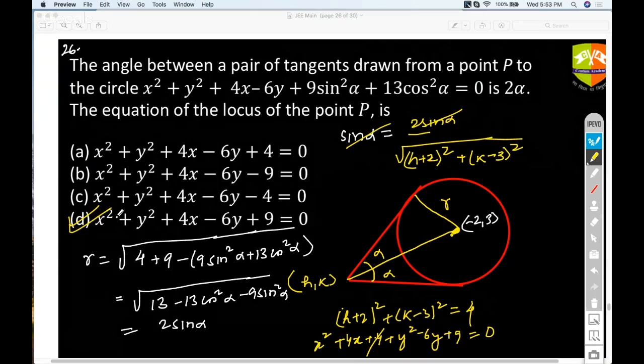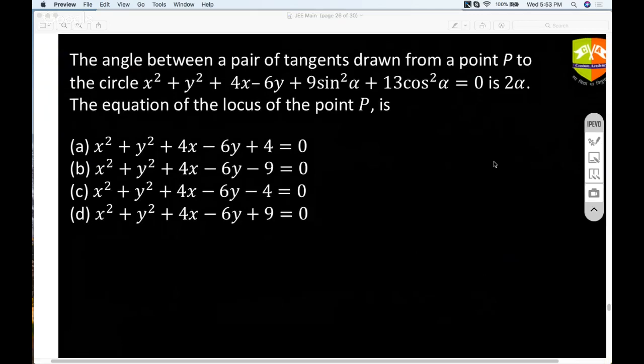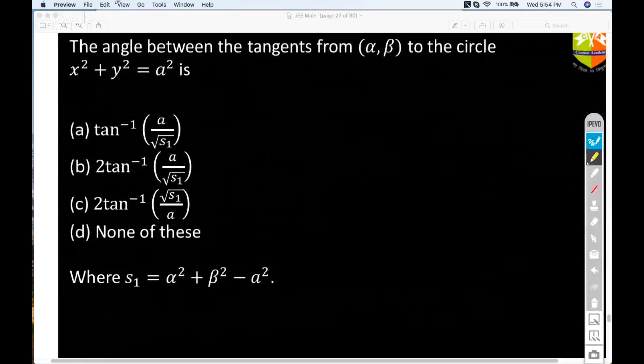Okay, great. So first one to get this correct is Saim here. We don't have much time, so let's move on to the next one. That's question number 27. The angle between the tangents from alpha comma beta to this circle. I'm sure this is going to be a very easy question.